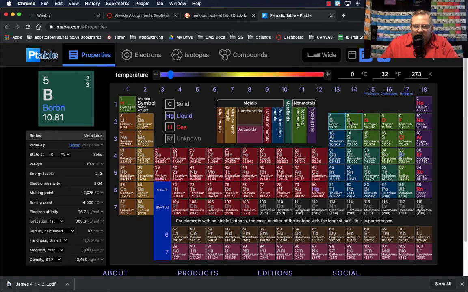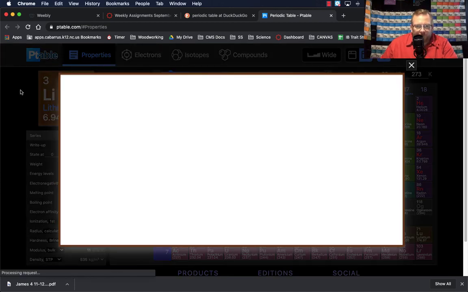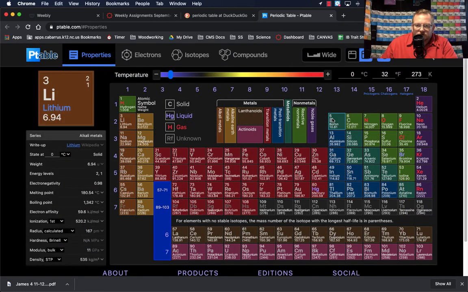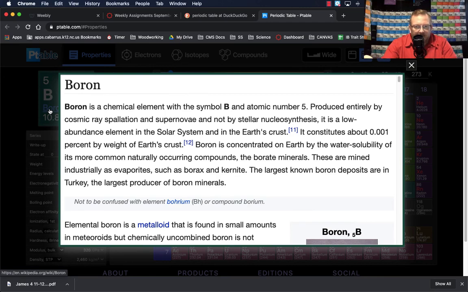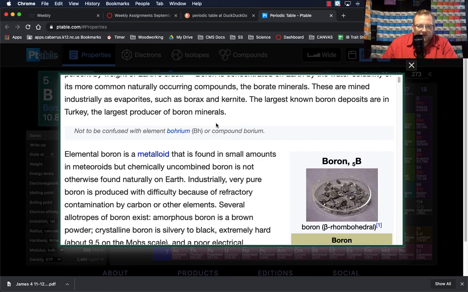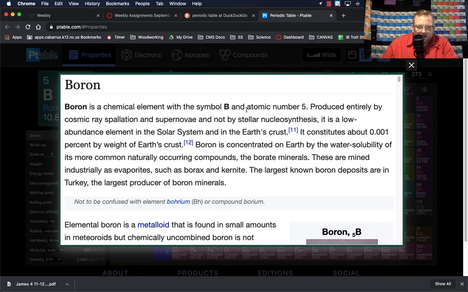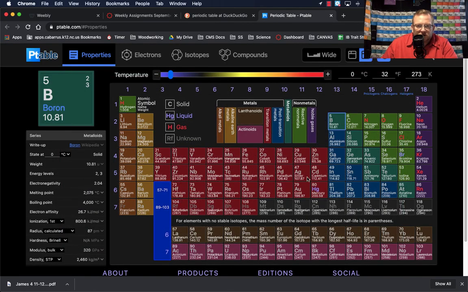But if you click on it, it's not coming up. Why is it not coming up? Okay, so you see what I did? You'll select the one you want, and then over here on the left side, you see how the boron is linked. You'll click on that link, and it will open boron in Wikipedia, and you can actually read about that specific element. So ptable is a great tool. I would bookmark it so you have access to it. So ptable.org.